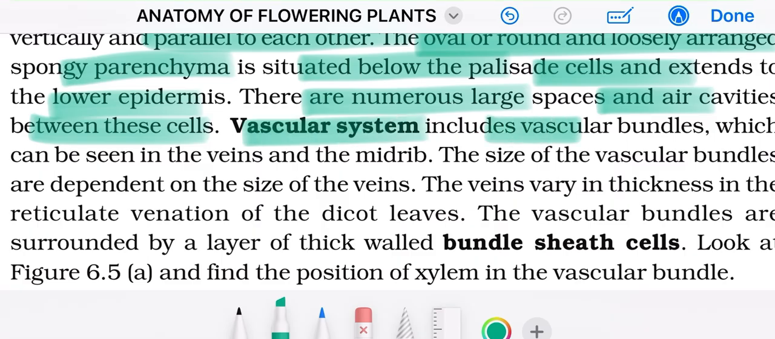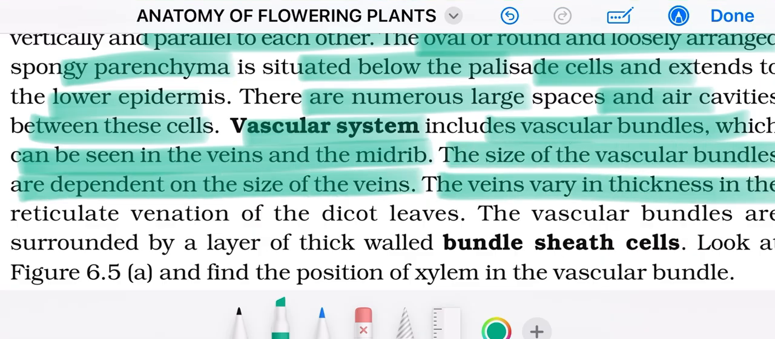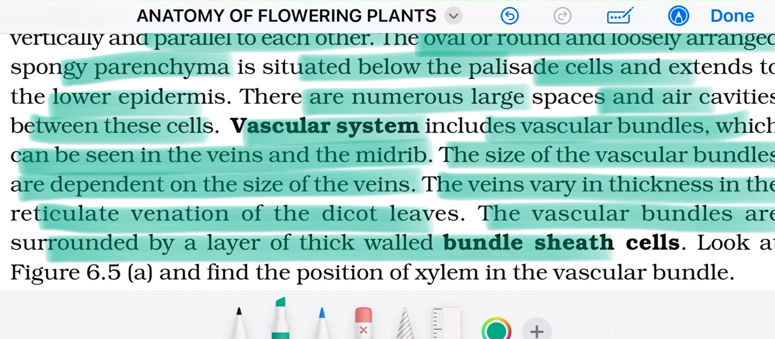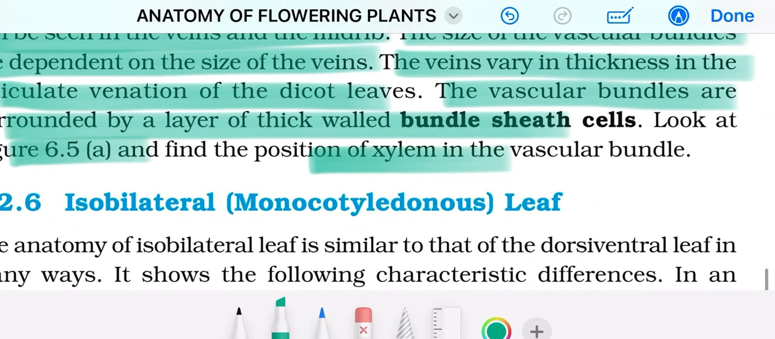Vascular system includes vascular bundles, which can be seen in the veins and midribs. The size of vascular bundles depends on the size of the veins. The veins vary in thickness in the reticulate venation of the dicot leaves. The vascular bundles are surrounded by a layer of thick-walled bundle sheath cells. Look at these pictures.